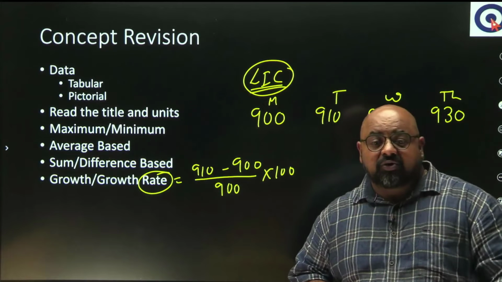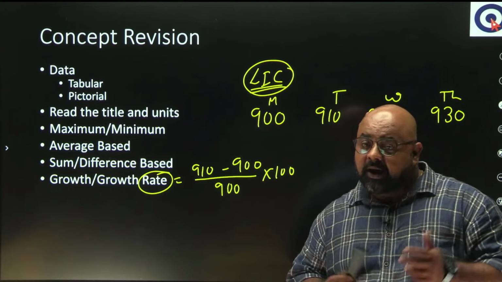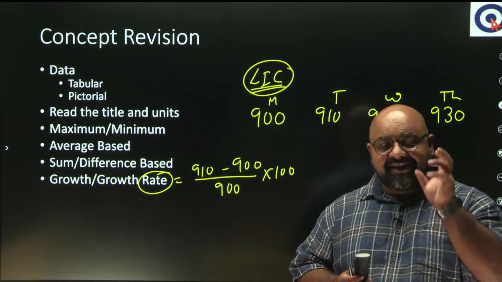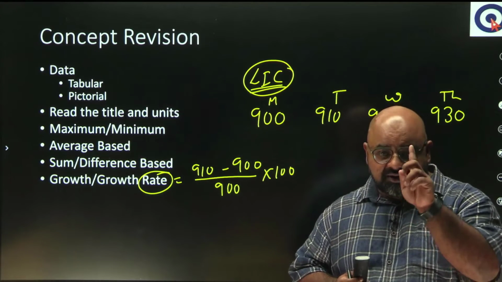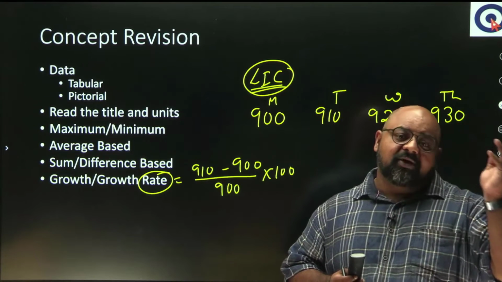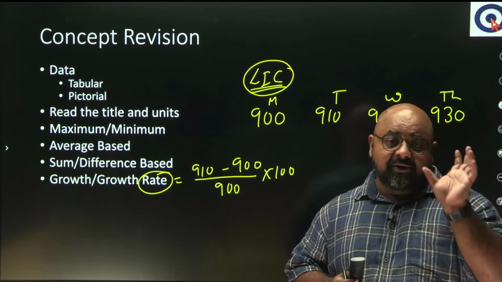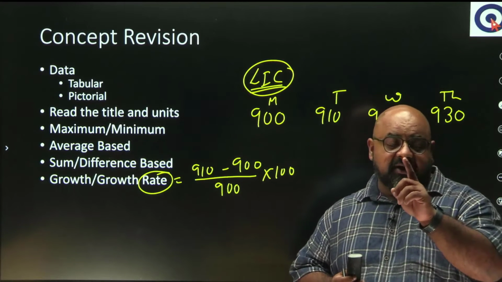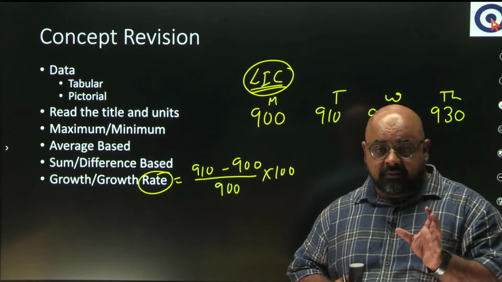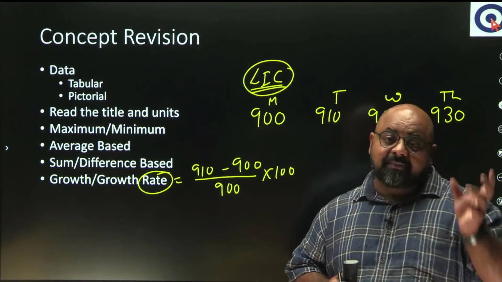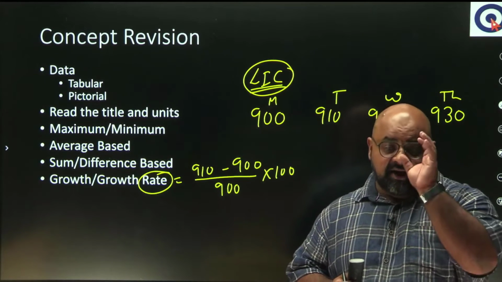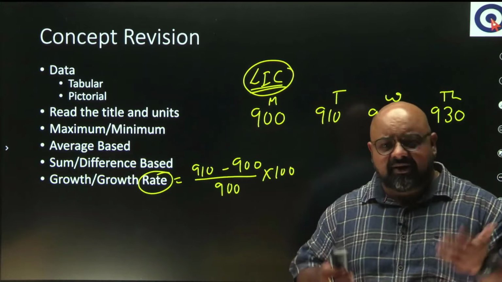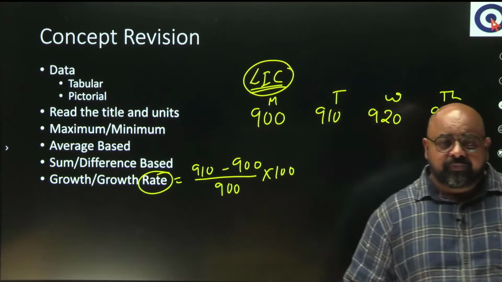What is the rate of growth on Monday? I don't know, because I do not know what the price was on Sunday. So whenever there is a growth in a specific time period, it is always with respect to the previous time period. Growth will be in the same unit as the data given. So a price going from 900 to 910 means an increase of rupees 10. Growth rate will be a percentage value, and for that I will divide the change by the previous value and then multiply by 100.